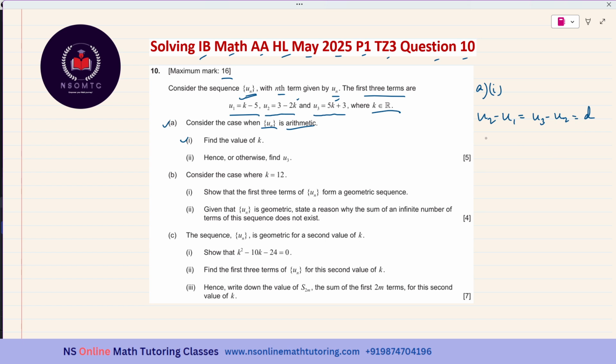So what is u2? u2 is 3 minus 2k minus u1, which is k minus 5. This should be equal to u3, which is 5k plus 3, minus u2, which is 3 minus 2k. Now I open the brackets. It is 3 minus 2k minus k plus 5 is equal to 5k plus 3 minus 3 plus 2k.